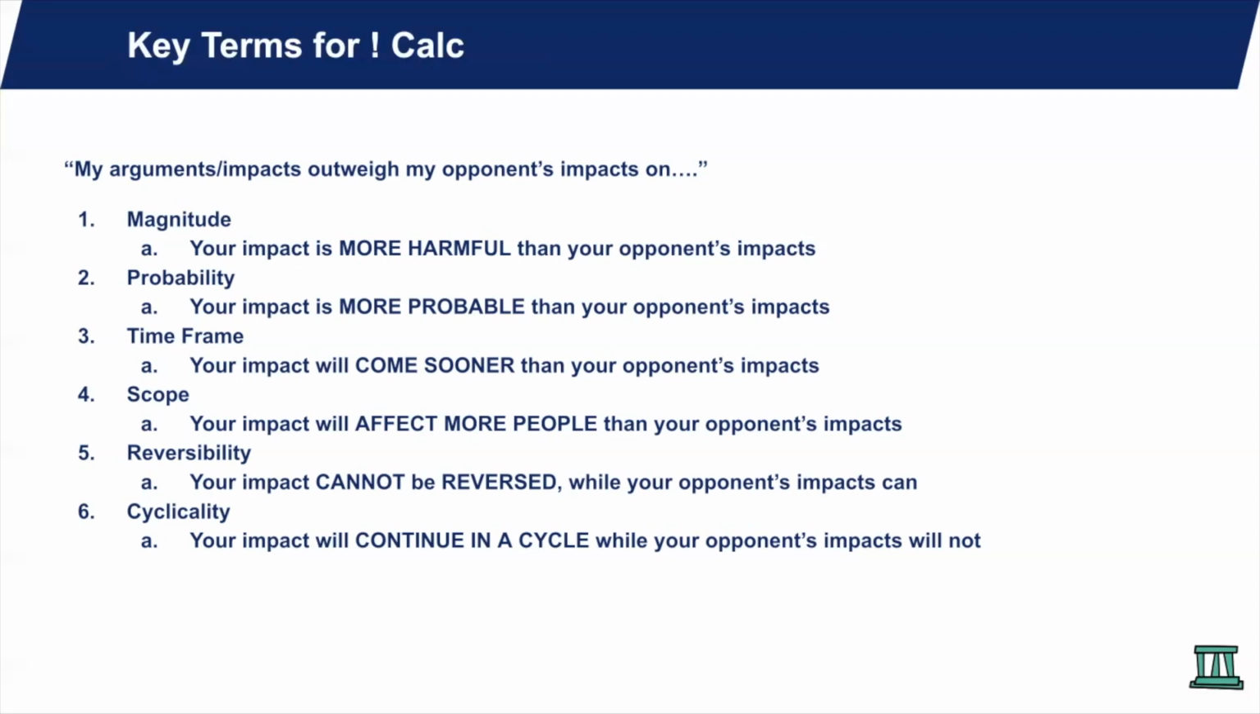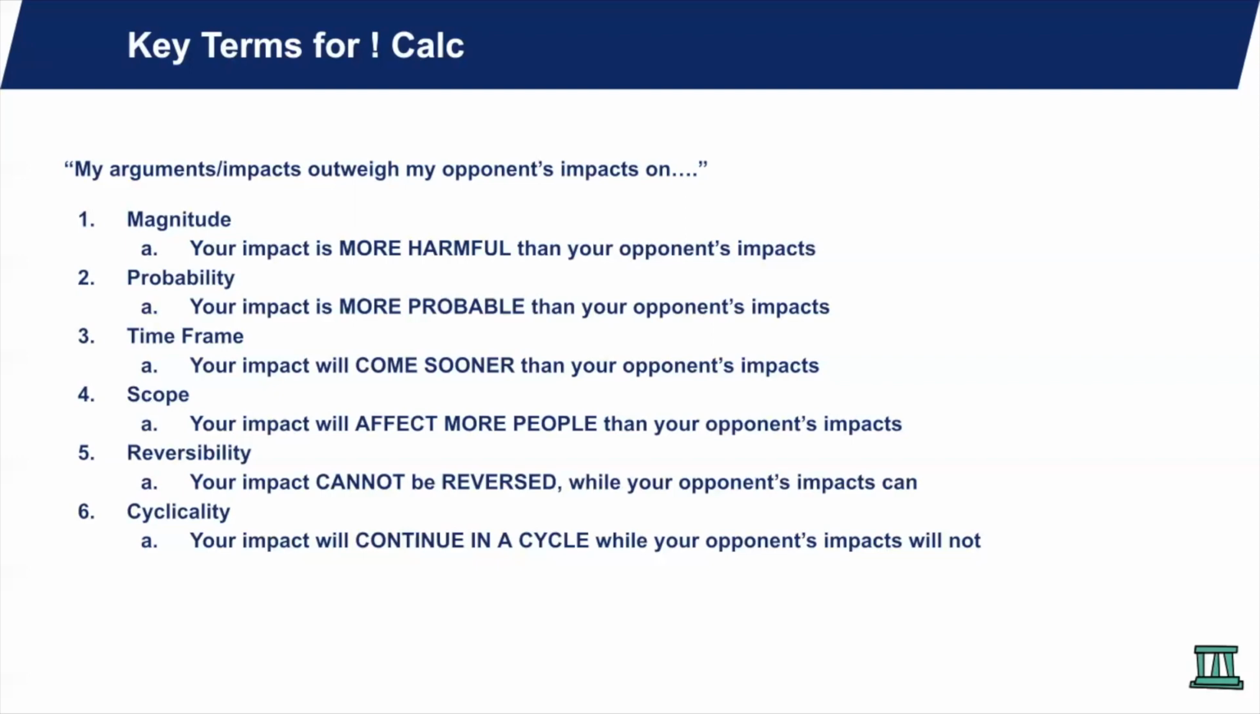For example, if we have a nuclear war, that cannot be reversed because the lasting effects of the nuclear war cause a nuclear winter, a nuclear firestorm, or even maybe other lasting effects like famine and food shortages. But your opponent's impacts could be reversible. For example, a decrease in democratic values can always be reversed because people can promote democratic values, and therefore your opponent's impacts can be reversed. The sixth one is cyclicality.